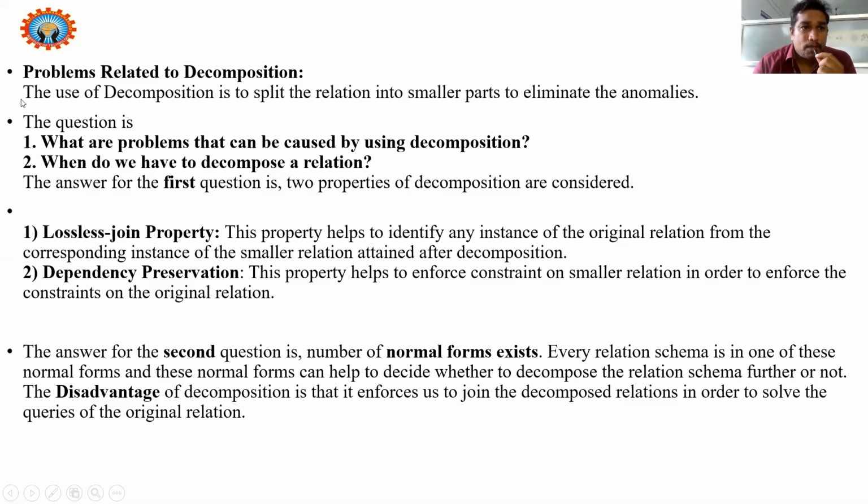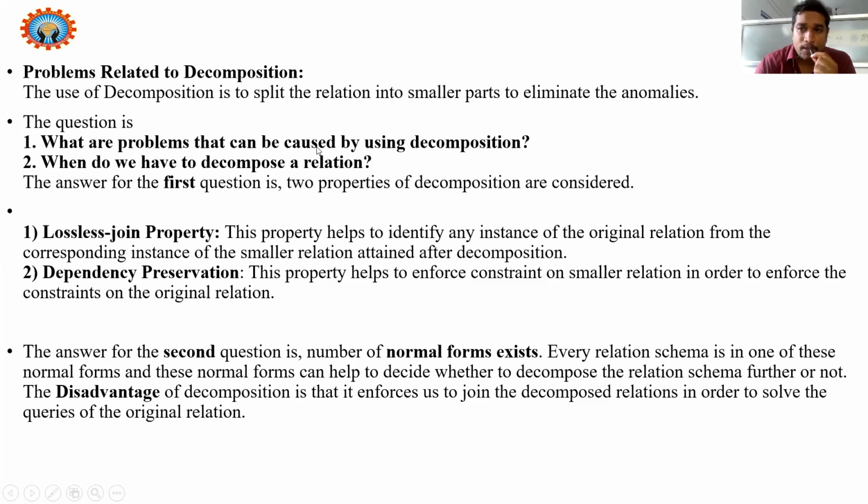The use of decomposition, as you already know, is that you split the main relation into sub-relations, into smaller parts. We use decomposition to eliminate the anomalies. So here the question is, what are the problems that can be caused by using decomposition, and when do we have to decompose the relation?